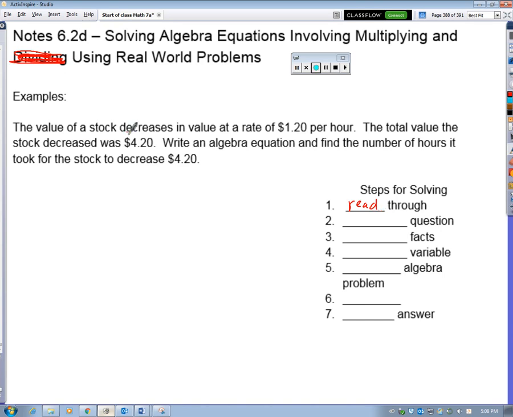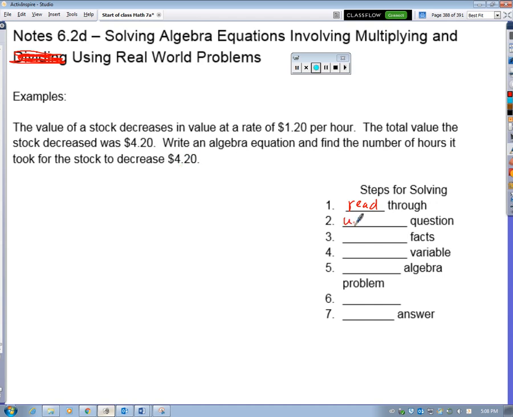The value of a stock decreases in value at a rate of $1.20 per hour. Okay, so the stock is going down this much each hour. The total value the stock decreased was $4.20. Write an algebra equation and find the number of hours it took for the stock to decrease $4.20. How long it took to get down to $4.20.